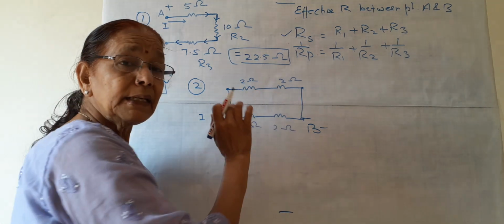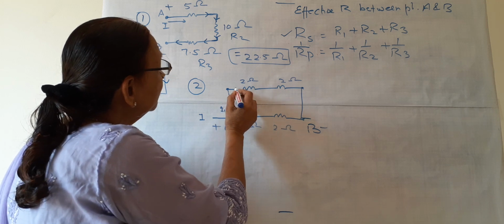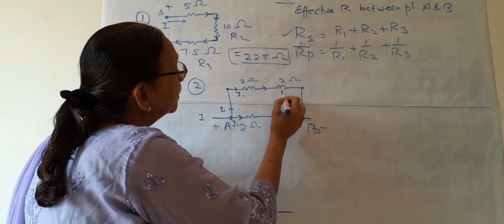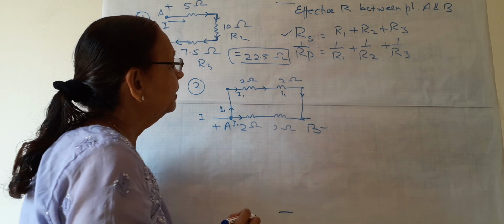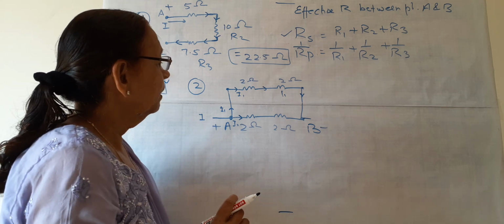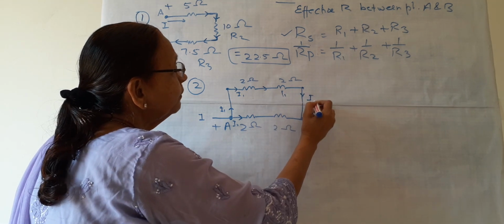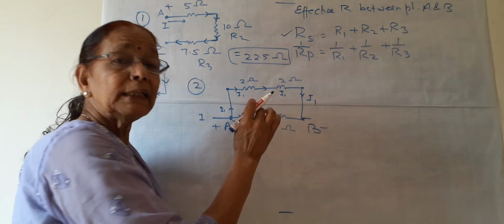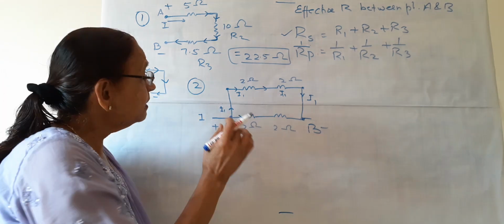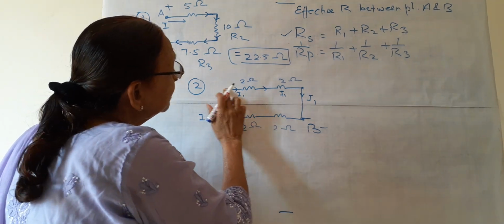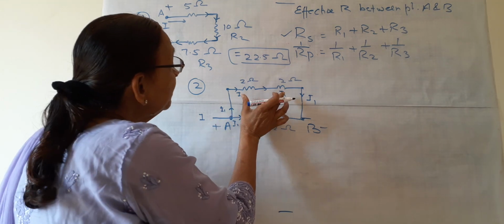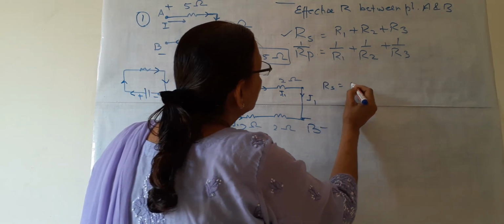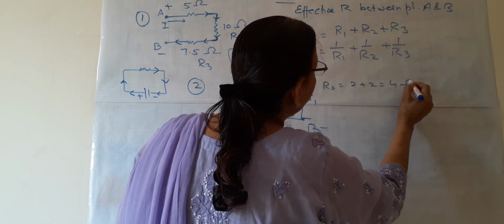That is, their PD is the same. Suppose this I1 is going here, it will go here as I1. The same I1 will go in this resistor also and come here as I1. So both have the same current. When the current is the same, they are in series. So these two are in series, and in series 2 plus 2 will be 4 ohm.